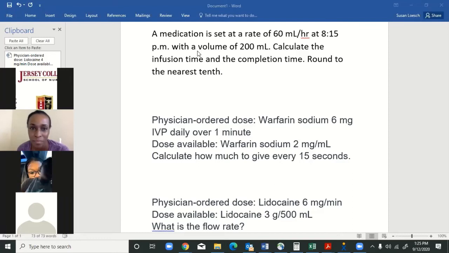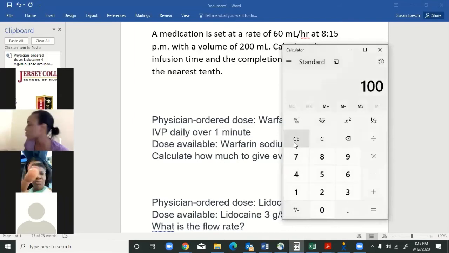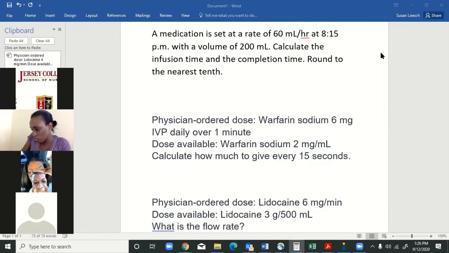You divide 60 by 200, which is 3 point something. Okay, you divide 60 by 200, which actually it's 200 by 60, right? Yeah, 200 by 60. That gives us 3.33 hours. So we're going to round that to 3.3 hours. So we know it's going to take us 3.3 hours for this medication to infuse.